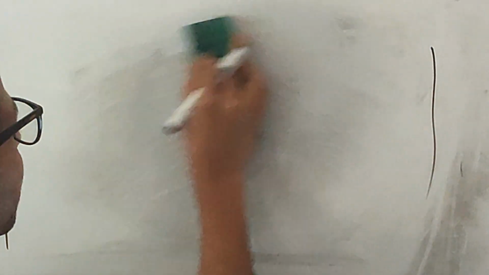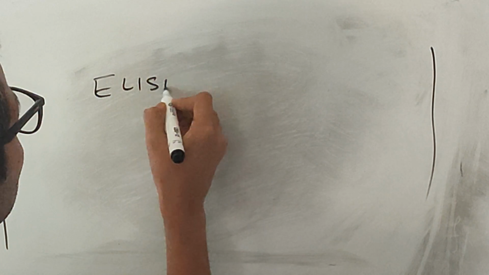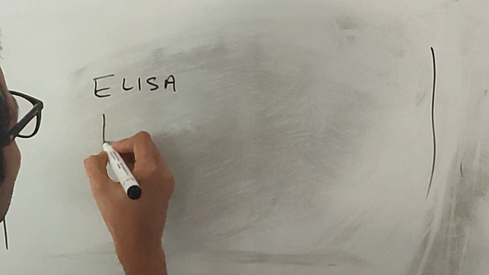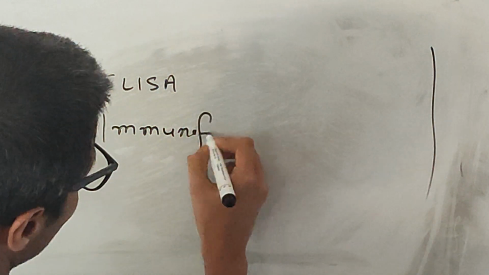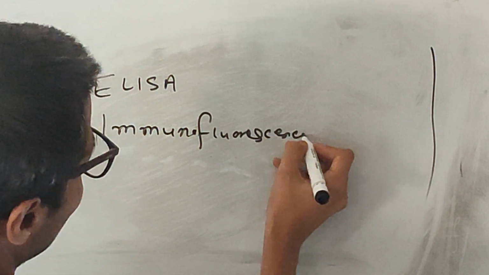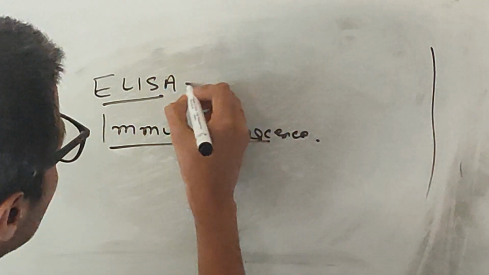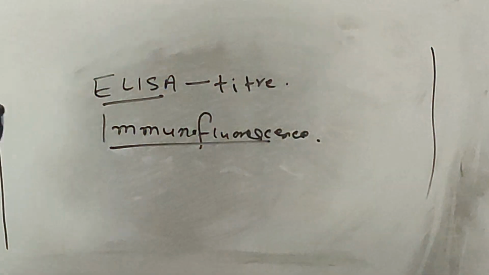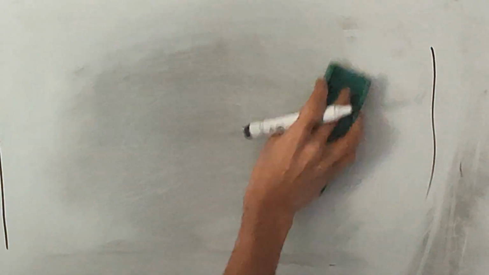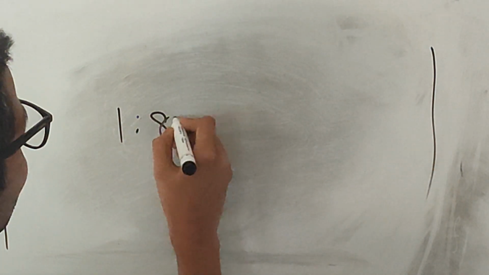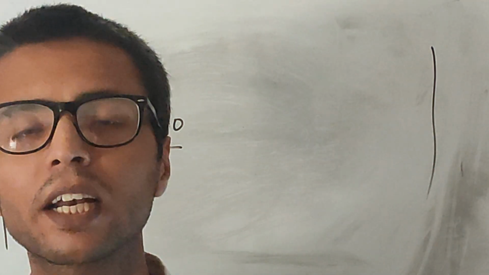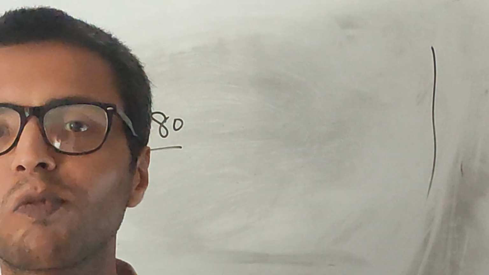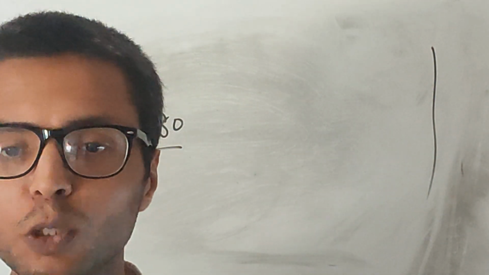So how do you detect these anti-nuclear antibodies? You can detect them by either ELISA, where they estimate the titer of the antibody, or immunofluorescence, which is called indirect immunofluorescence. Either way, it estimates the titer of antibody. Let's suppose your clinician says that you have a titer of 1:80 anti-nuclear antibody. So definitely you have got a positive anti-nuclear antibody. So does it mean that you have a disease?